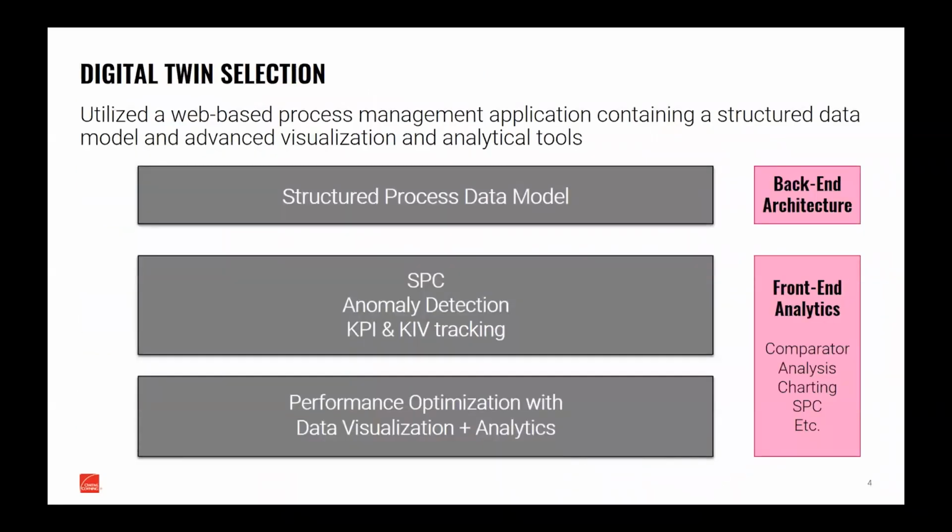Getting into the digital twin, we first investigated potential process twins when we saw a need for our plants and engineering teams to get fast access to large amounts of process and quality data for analysis. We selected a web-based process analytics and management app, which utilizes a structured database. The software we selected served 2 main functions for our operations: a back-end database with structured process data, and then a front-end analytics package that gave us an ability to identify optimal performance from our historical data and then tracking capabilities to maintain that performance.